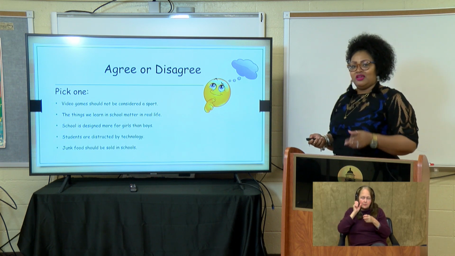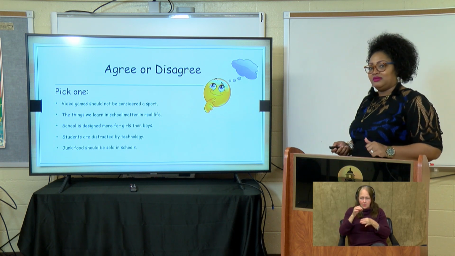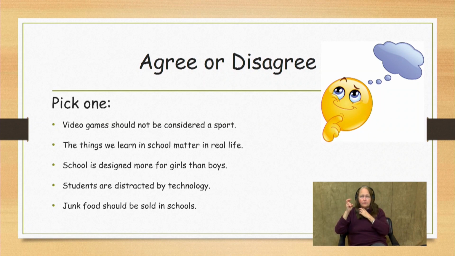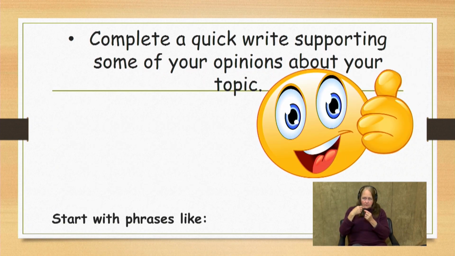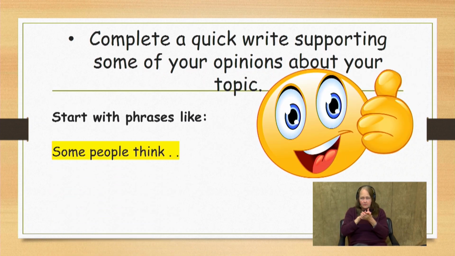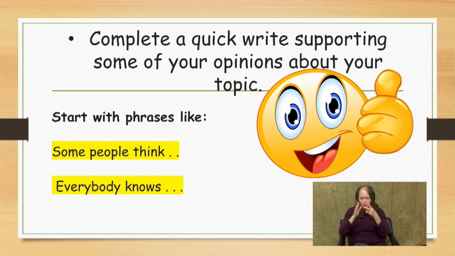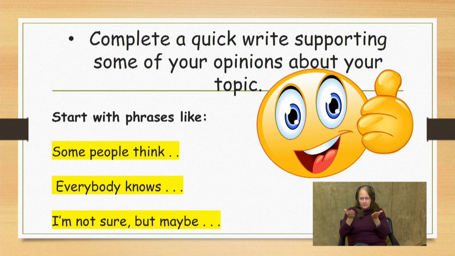Now, with all that being said, let's look at every topic we just went over. Make a decision. Pick one of those topics. I'm going to do one for you. I believe I'm going to go with the second one maybe. So we're going to complete a quick write. We're going to support our claim with our opinions, meaning our reasons and our facts, our evidence. Very good. Now, here are some phrases that we need to incorporate into our writing. These are good transition starters. Some people think.